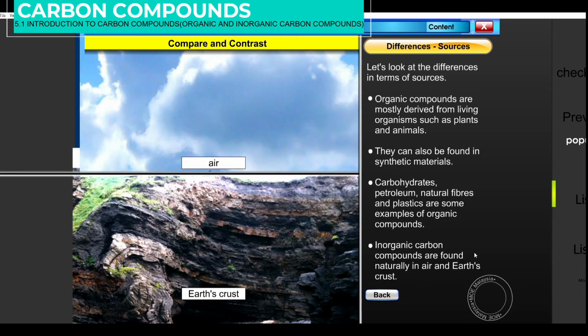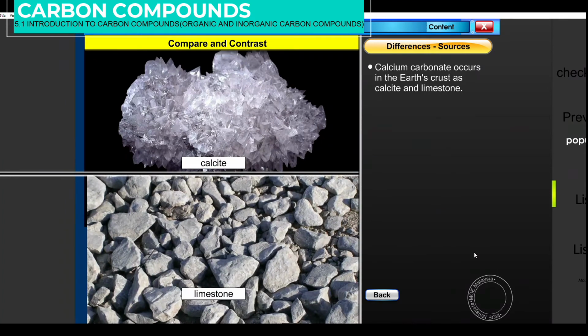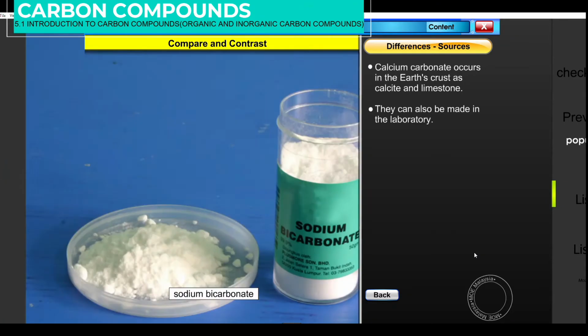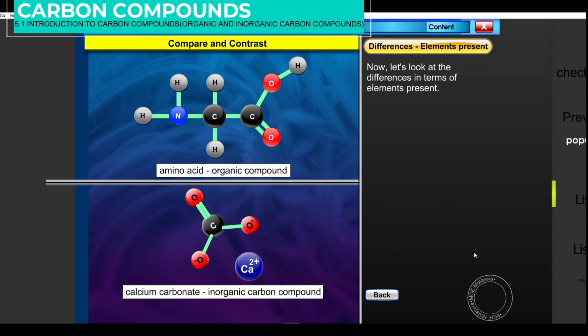Inorganic carbon compounds are found naturally in air and Earth's crust. Calcium carbonate occurs in the Earth's crust as calcite and limestone. They can also be made in the laboratory. Now, let's look at the differences in terms of elements present.